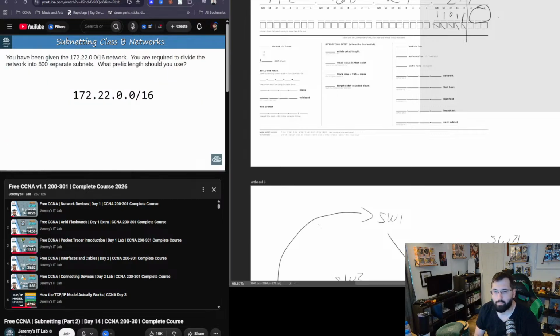Let's do another similar question. You have been given the 172.22.0.0/16 network. You are required to divide the network into 500 separate subnets. What prefix length should you use? Pause the video and try to figure this one out for yourself, and I'll show you the answer in the next slide.